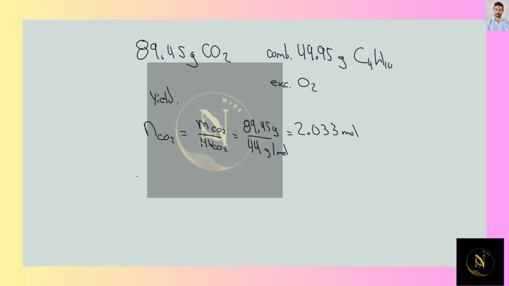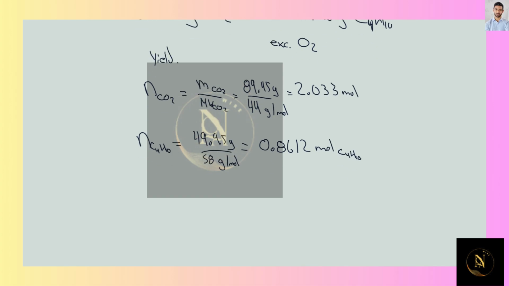Next up, we want to calculate the amount of moles of C4H10. This is the same procedure, mass divided by the molecular weight. In this case, we have 49.95 grams divided by 58 grams per mole. Remember, each carbon has an atomic weight of 12 grams per mole: 12 times 4, 48, plus 10 hydrogens, 58. So the result is 0.8612 moles of C4H10.